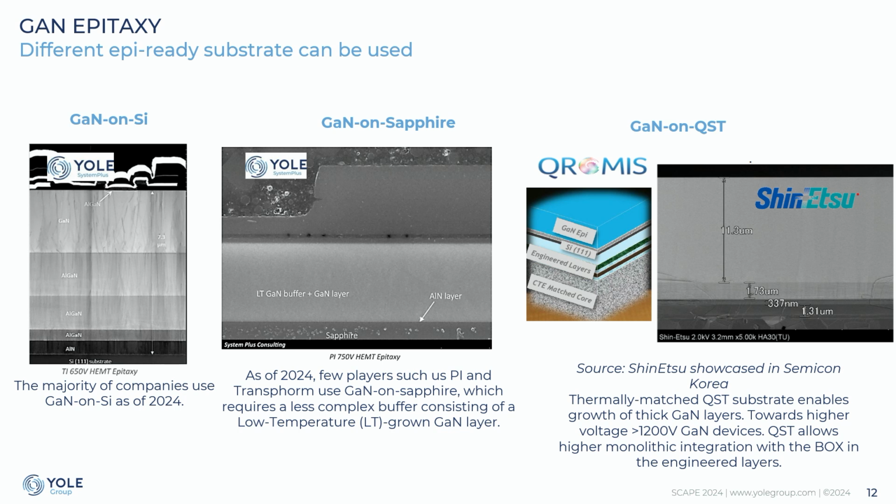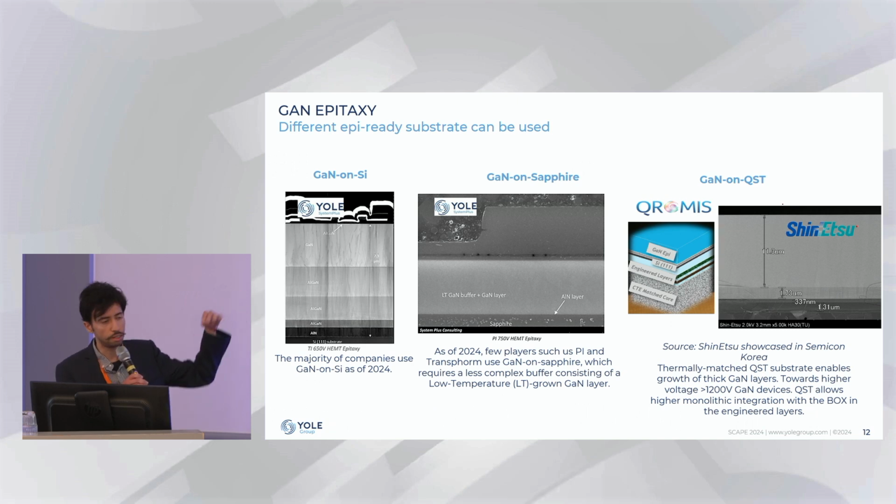Others, like Transform and Power Integrations, work on sapphire, allowing some less complex, I would say, buffer layers for the GaN epitaxy. And what's new, we are expecting new substrates for gallium nitride as well, more and more. An example from Chromis here is the QST substrate, an engineered substrate that is more thermally matched and allows going to higher voltage classes, and also easier monolithic integration, especially regarding the buried oxides in the engineered layers of the substrate.